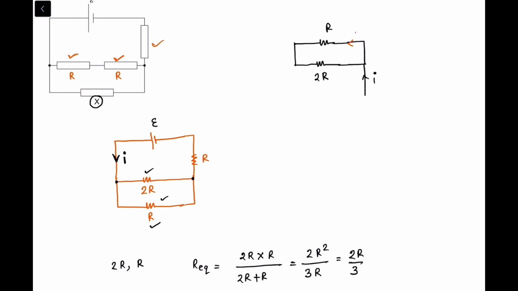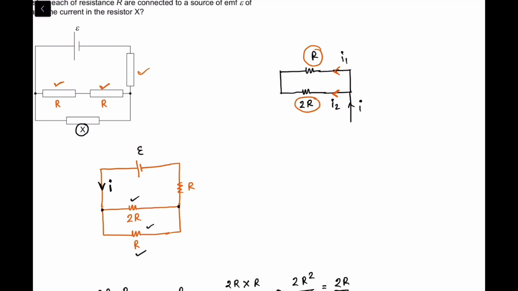So over here it will be divided into current I1 and current I2. Why is it getting divided? Because it's a parallel connection. In a parallel connection, the net current gets divided into sub currents. So we need to find the current I1, right? So how will you find the current I1?